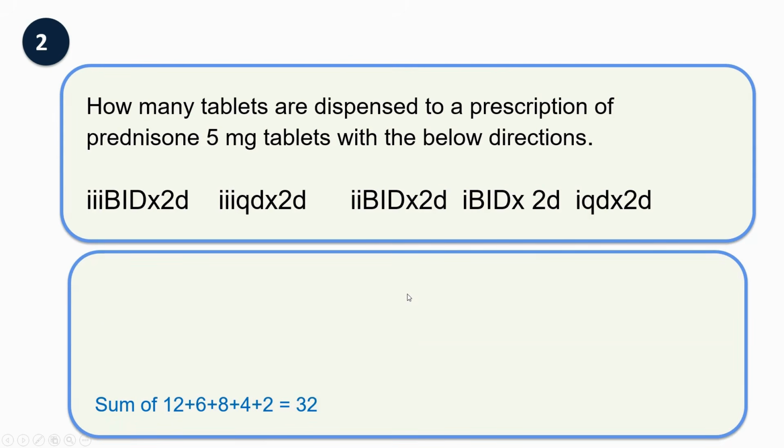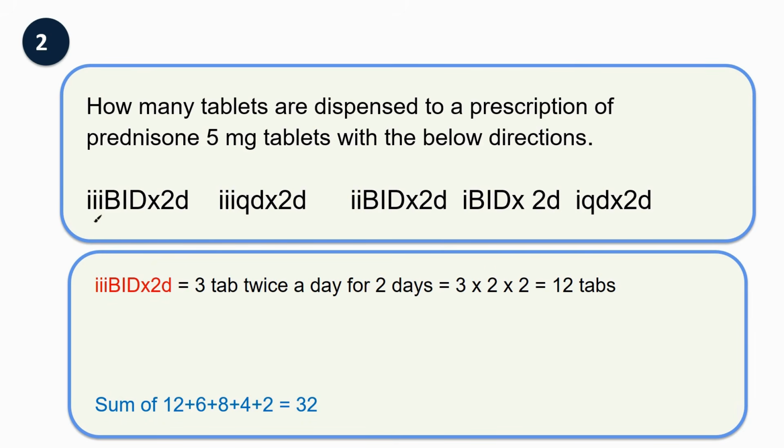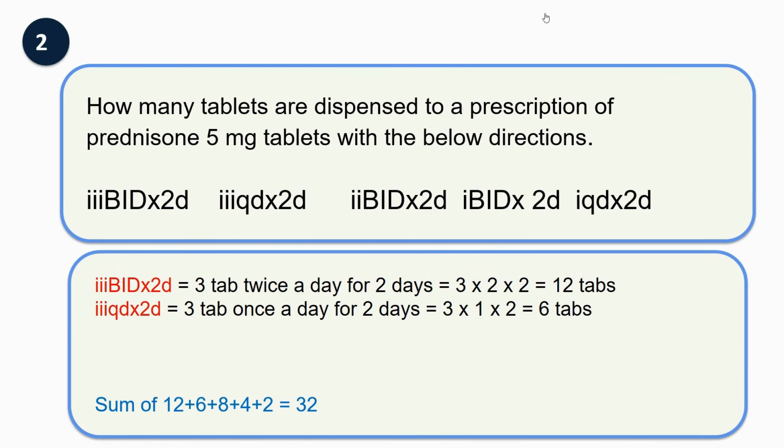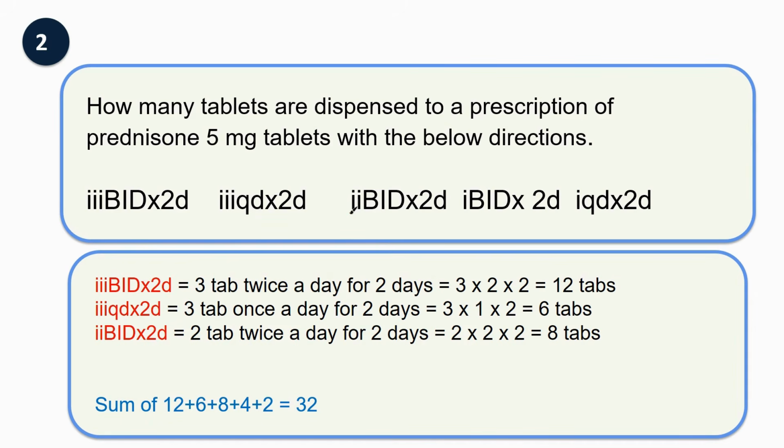Let's solve how we get it. Basically, the first line says 3 tablets BID for 2 days, which equals 12 tablets. Next is 3 tablets once daily for 2 days. If you multiply them, it comes to 6 tablets. Then the third step is 2 tablets BID, twice daily, for 2 days. That will be 8 tablets.